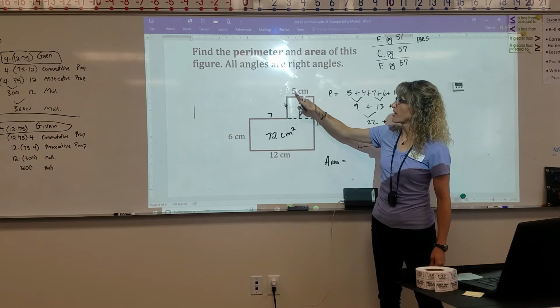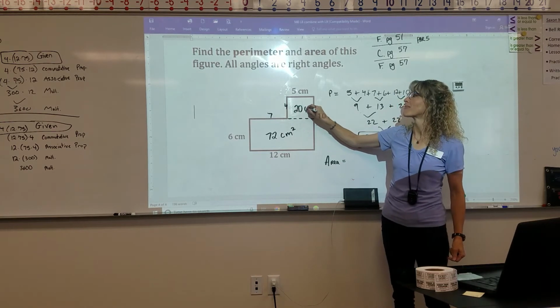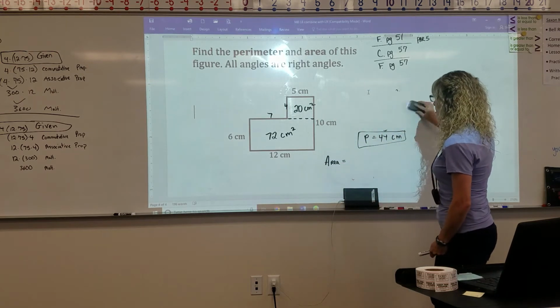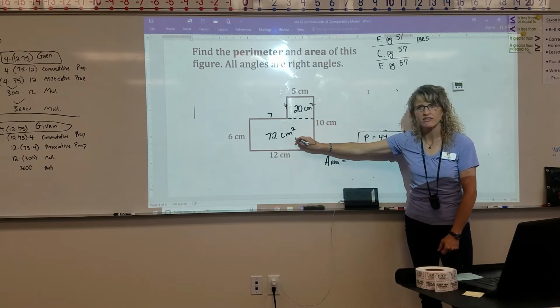Okay, how about this one? 4 by 5, think. Get ready? 20 centimeters squared. I love it. You guys got the units right off the bat. So my area, right here, 20 plus 72.